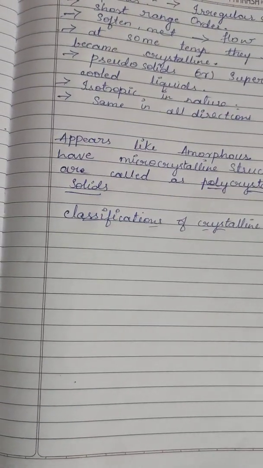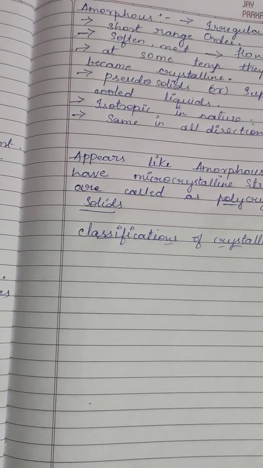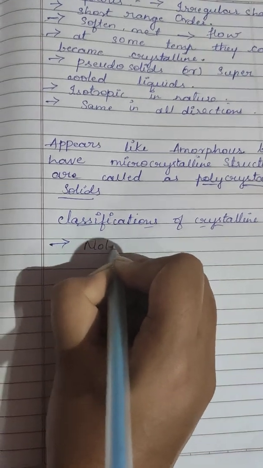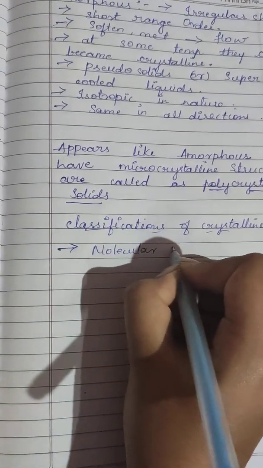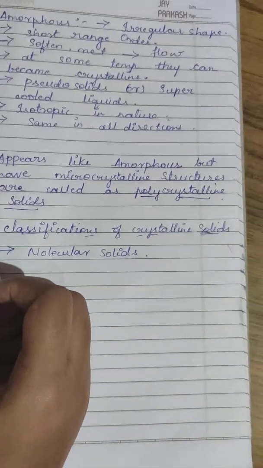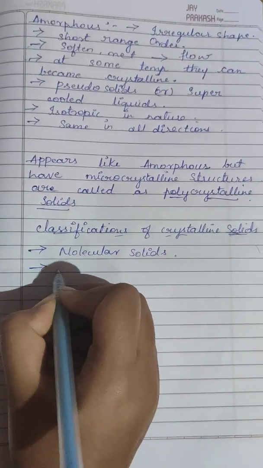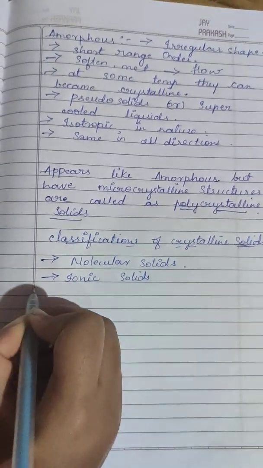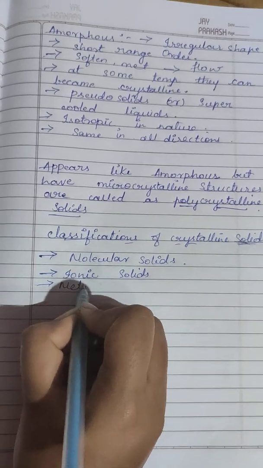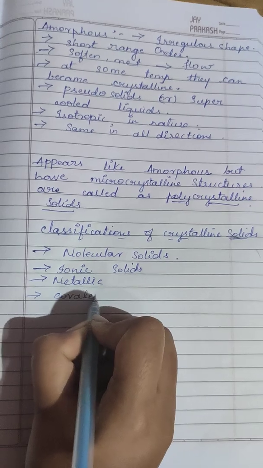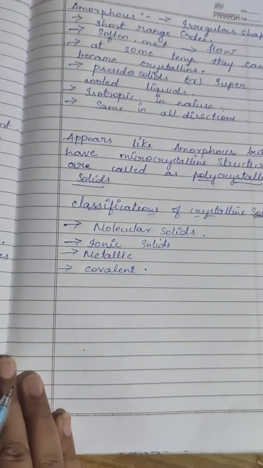On the basis of the nature of intermolecular forces or bonds, the crystalline solids can be classified into 4 types. What are those 4 types? Molecular solids, also called molecular crystalline solids, ionic solids, metallic solids, and covalent solids. Let's go through it one by one.